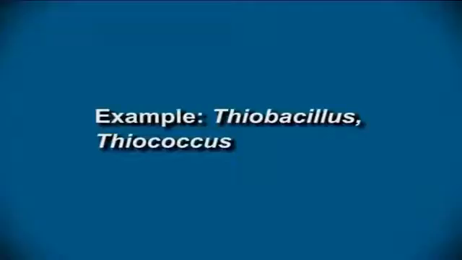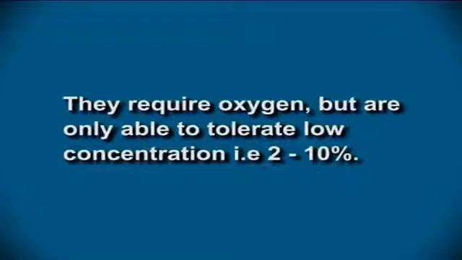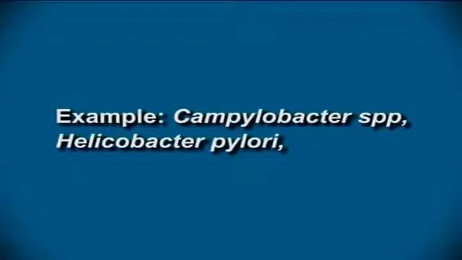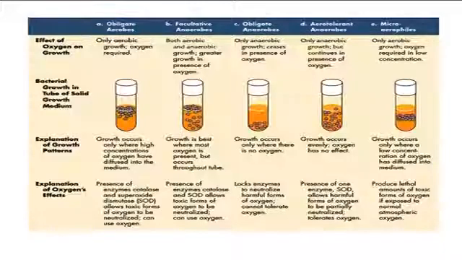Aerotolerant anaerobes. They are basically anaerobic microorganisms not inhibited by oxygen, which they do not utilize. Examples are Thiobacillus, Thiococcus. Microaerophiles. They require oxygen, but are only able to tolerate low concentrations, that is 2 to 10% only. Examples are Campylobacter species, Helicobacter pylori. Figure 9 shows the effect of oxygen on the growth of various types of microorganisms.